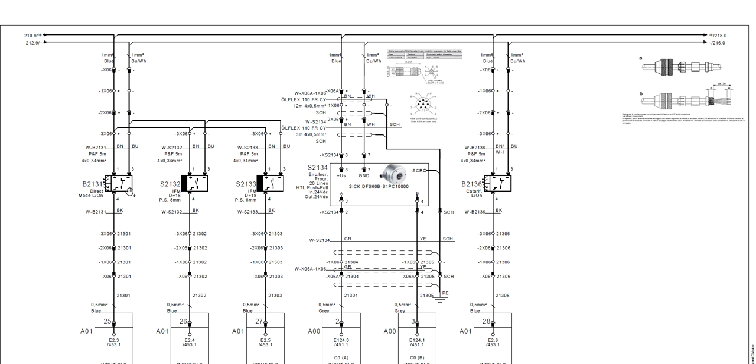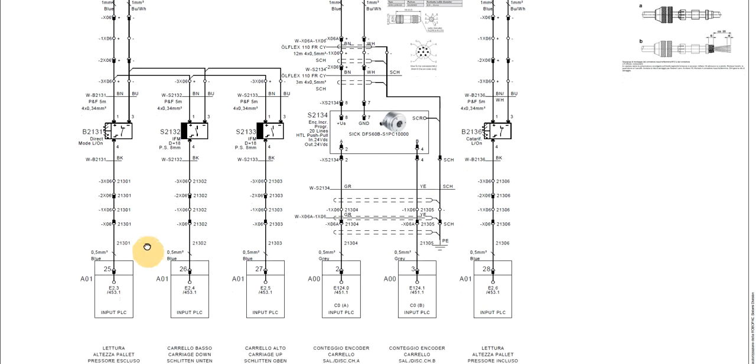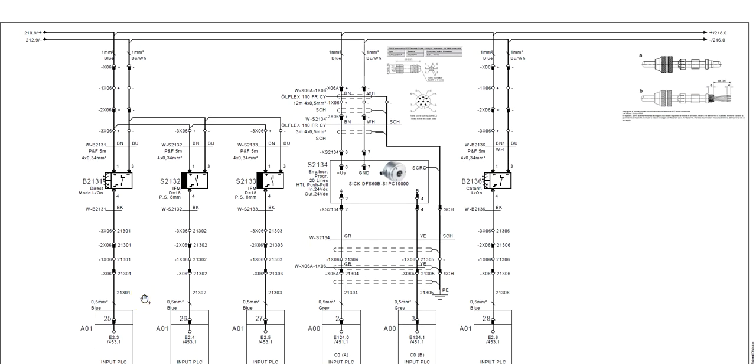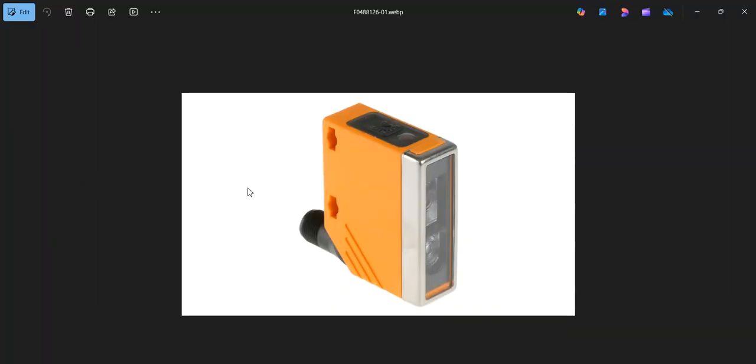Also we have here this symbol. This represents photocell with positive and negative voltage, and signal go directly to PLC. You see here this photocell.